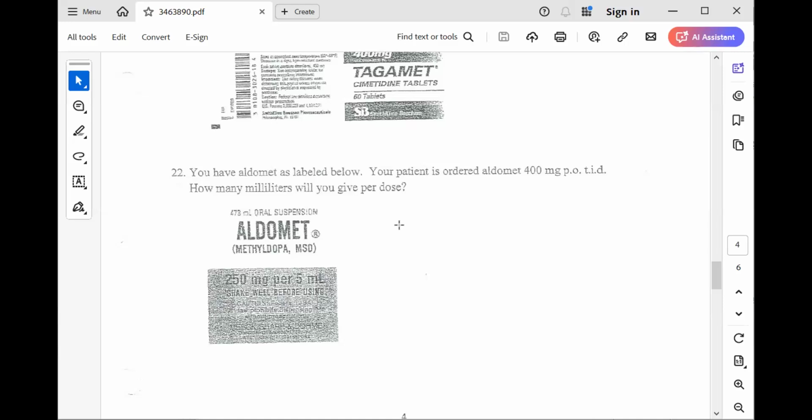Okay. Let's do this Aldamet question. All right. So this says that the patient is ordered Aldamet 400 milligrams, and it says by mouth TID. Remember, that's 3 times a day. And it just wants to know how many ml to give per dose. So you don't need to worry about how many times in the day it's being administered. You just need to calculate the dosage.